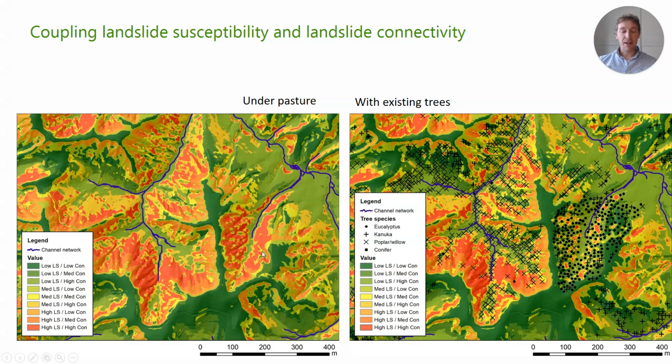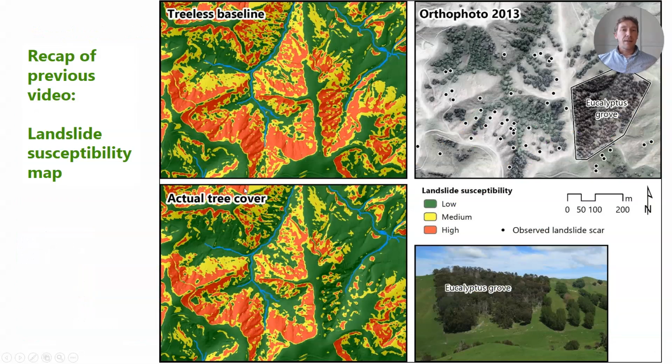here on the farm. And here we're contrasting a treeless pasture baseline with the actual tree cover, and you can see where the existing trees are located by the symbols here. The round dots represent a eucalypt. We've got poplars and willows with the crosses, some carnica here with the plus symbols, and the conifers, not many in this picture, but they were squared.